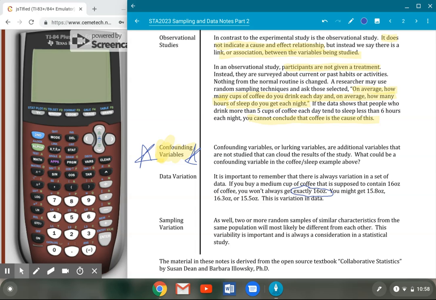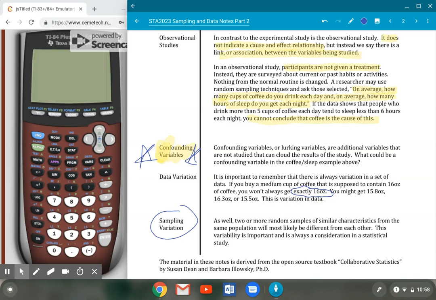As well, because we're using samples to try and estimate what's going on with the population, getting these statistics to estimate our parameters, we also need to keep in mind the idea of sampling variation. Two or more random samples of similar characteristics probably won't produce the exact same results. For example, I'm on campus today, it's a Thursday. I could go out and randomly select 50 students across campus and ask them their GPA. I can find the average GPA, maybe it's a 3.1.